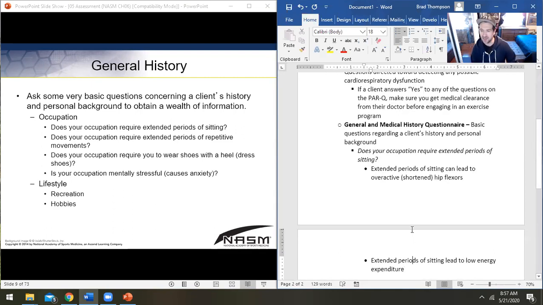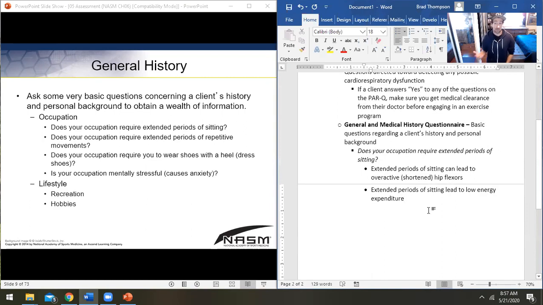So we start to get a little bit of a background about our clients. We're starting to figure out how they got to where they are. It's my favorite phrase, function follows form, but sometimes it takes a while to figure out how that function got created. You need to be able to analyze the form, and that's really why we're asking these questions. Does your occupation require extended periods of repetitive movement, right? That can also lead to shortened muscles, right?